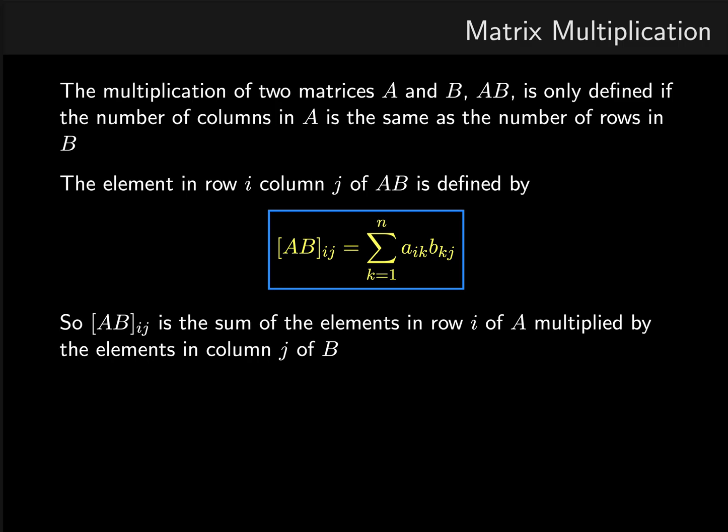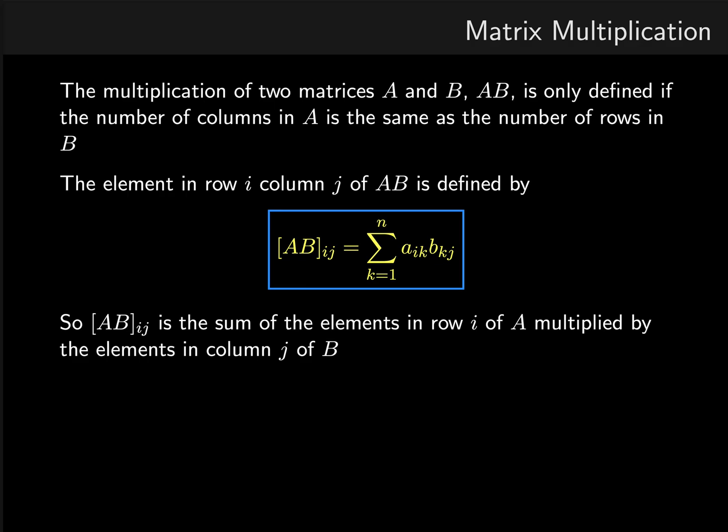Explain matrix multiplication. Now, when we multiply two matrices A and B, the product AB is only defined if the number of columns in the first matrix A is the same as the number of rows in the second matrix B. If that's not the case, we say that the matrix multiplication is undefined.